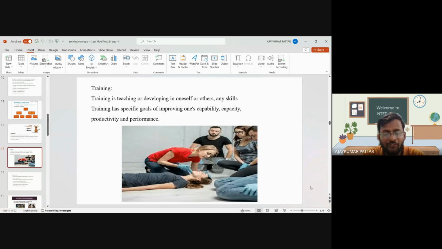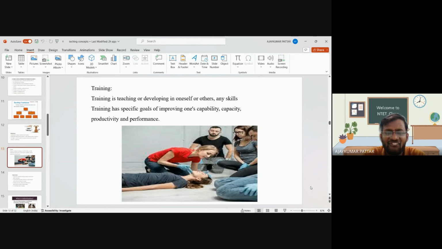Teaching and training में क्या difference है? How does teaching differ from training? Without teaching, training will not happen. But training में क्या फर्क है? Training is aimed at developing skills for oneself or for others. Skills develop करने के लिए and specific goals achieve करने के लिए हम training देते हैं. That is also a type of teaching, but when we call it training, it is to build up skills to achieve specific goals, to improve one's capacity, capability, productivity, performance. That one we call training.